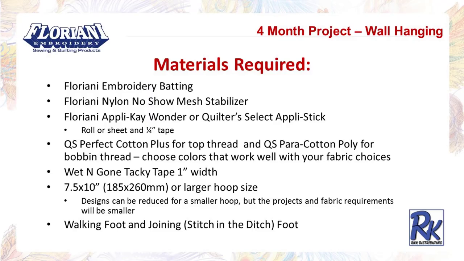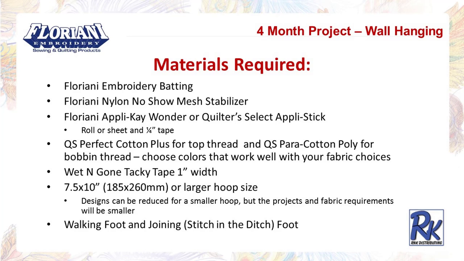So we're going to start with the construction details of this project now. And to begin, let's go over the materials that you require for this project. First, you're going to want to get some Floriani embroidery batting. You'll need some Floriani nylon no-show mesh stabilizer. You want the non-fusible kind, and the color does not matter. You'll want to get some Floriani Applique Wonder or Quilter Select Applistick.